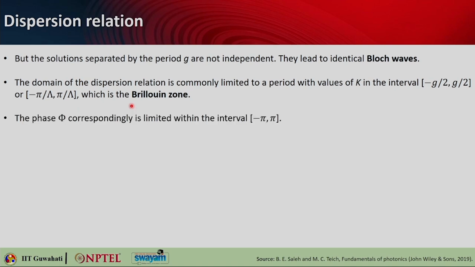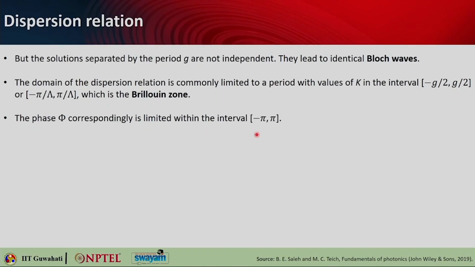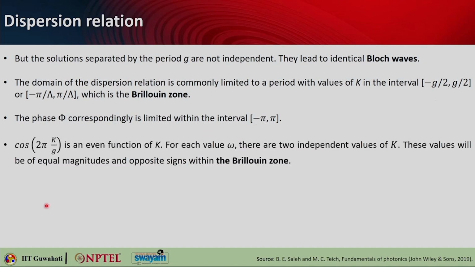So, that is where the concept of the Brillouin zone comes from, and that allows your phase, phi, to be limited to an interval of minus pi to pi. Once you know the phase variation from minus pi to pi, you are basically covering the entire 2 pi, right. After that it is just a repetition, so there is no point computing those, okay. So, this interval gives you the phase from minus pi to pi. Also, we need to keep in mind that this cos function is an even function of k.